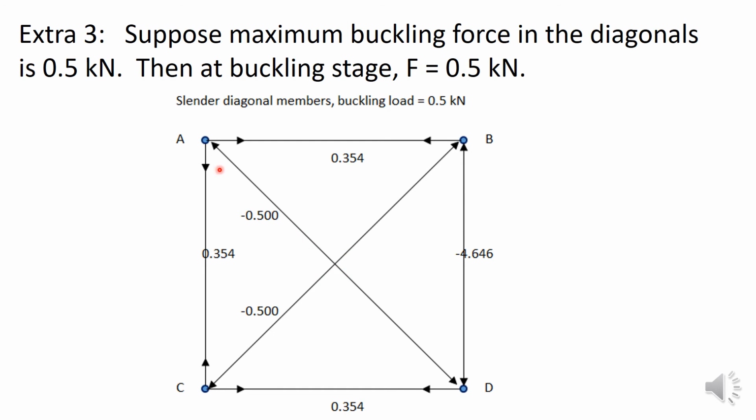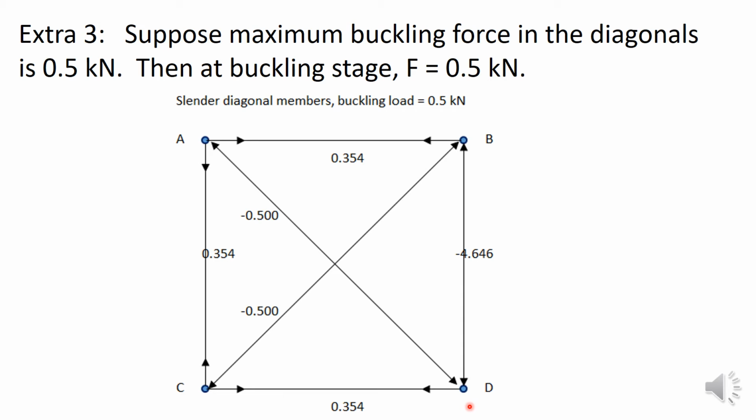We can obtain F that will give us diagonal forces of minus 0.5 kilonewtons, and then that F can be used to find the forces in all the other members, and this is what we've calculated here. So these forces are in equilibrium given that the diagonal forces are minus 0.5 kilonewton. Of course, you have external force at B and at D.